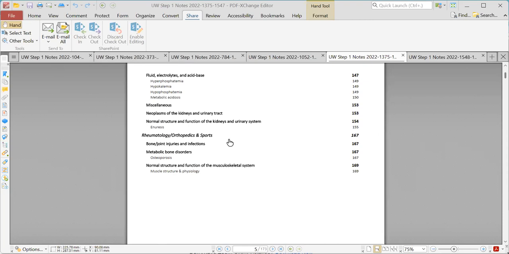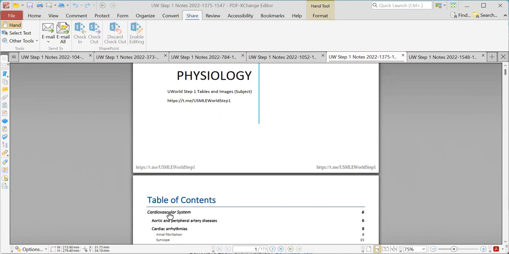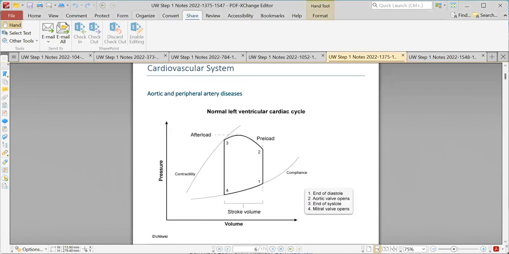Okay, so now I'm going to tell about the physiology of the heart. As you can see here, this is the graph, and the x-axis is the volume, and here is the pressure. We need to know this really well. There are many questions from this video. So this is the stroke volume. From here to here, this is the stroke volume.